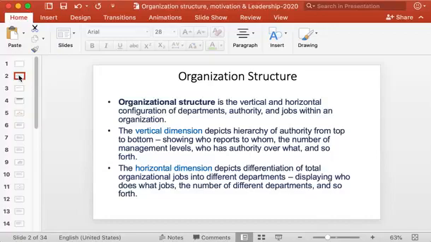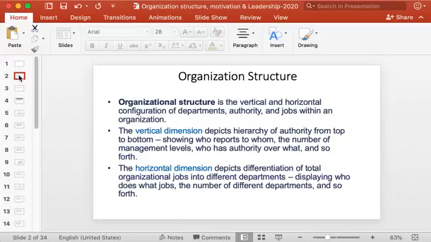Now to move on to the organization structure or organizational structure. Organization structure is the vertical and horizontal configuration of departments, authority, job, etc. within an organization.